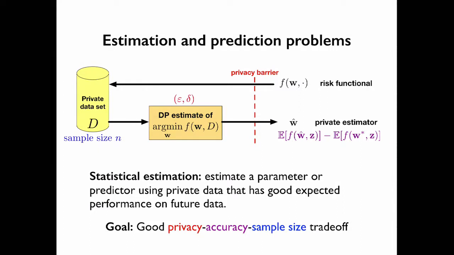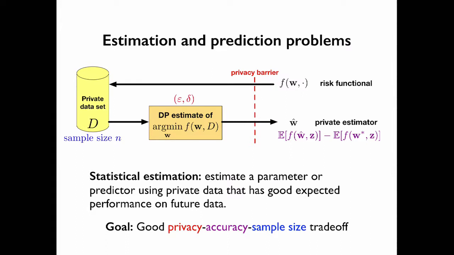So what kind of problems are we interested in? We're interested in looking at estimation and prediction problems, and in particular statistical estimation problems in which you have some notion of statistical risk, which I can call W. So again, I want to pick some parameter W of my problem that's going to give me a low risk on the population from which I'm sampling.